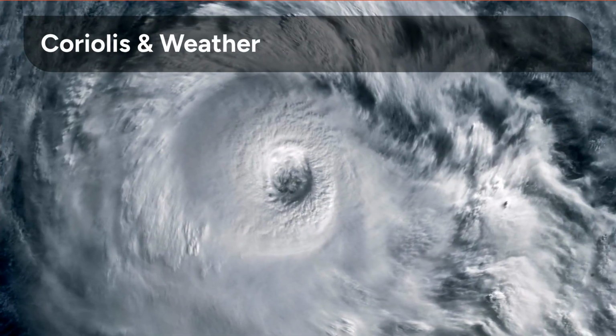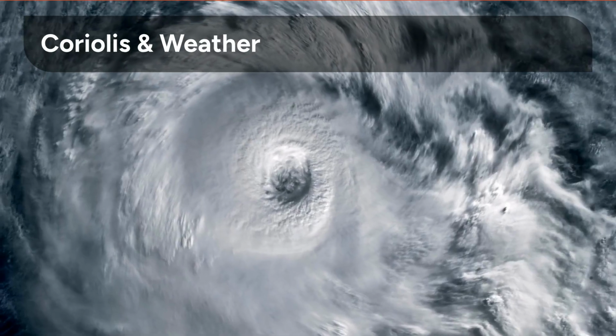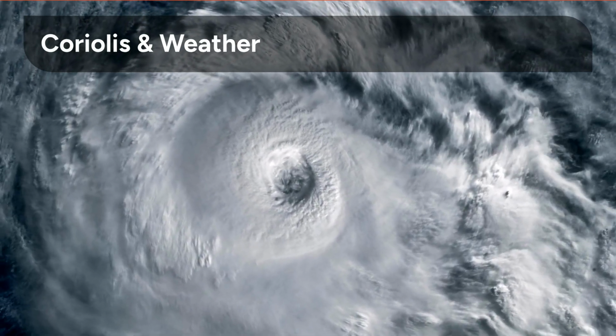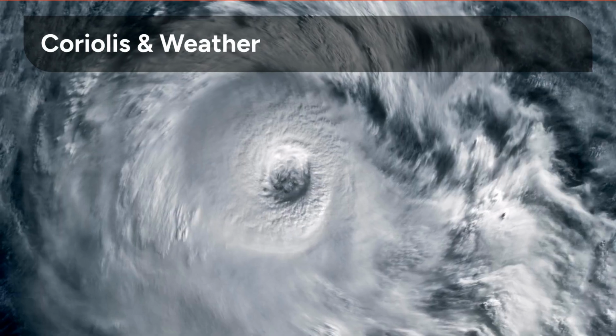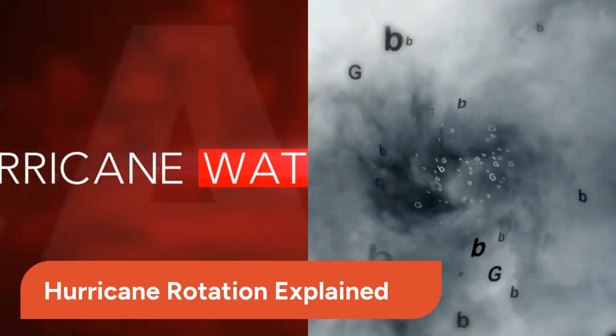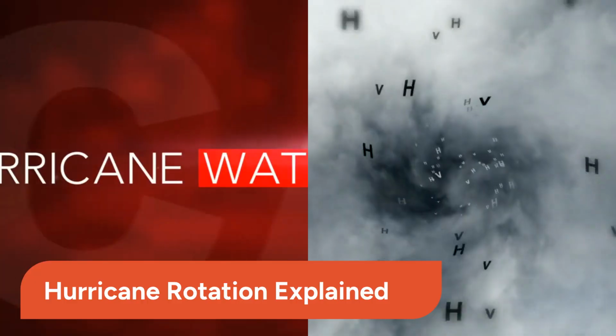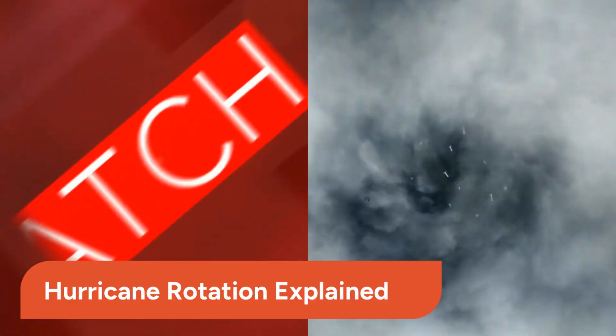Perhaps the most dramatic display of the Coriolis effect is in large-scale weather systems, particularly hurricanes and typhoons. This is where the apparent force really shows its power. The Coriolis effect is responsible for the characteristic swirling motion of these massive storms. As air rushes into a low-pressure center, it gets deflected, initiating the rotation.